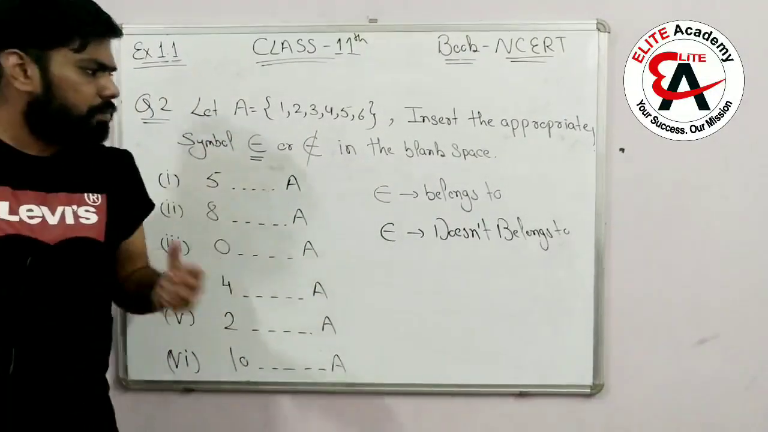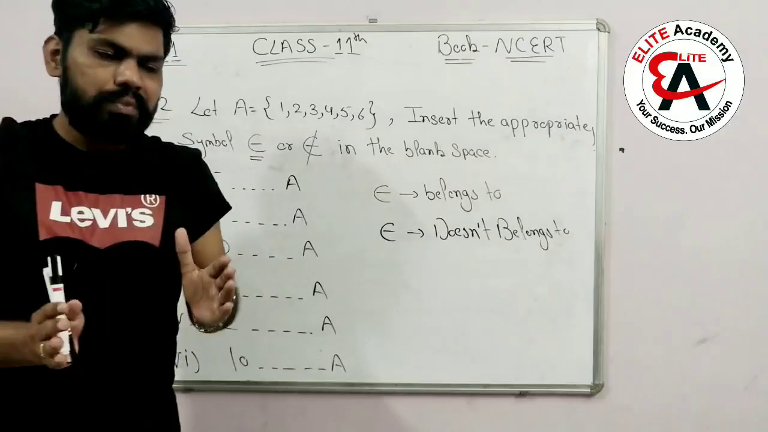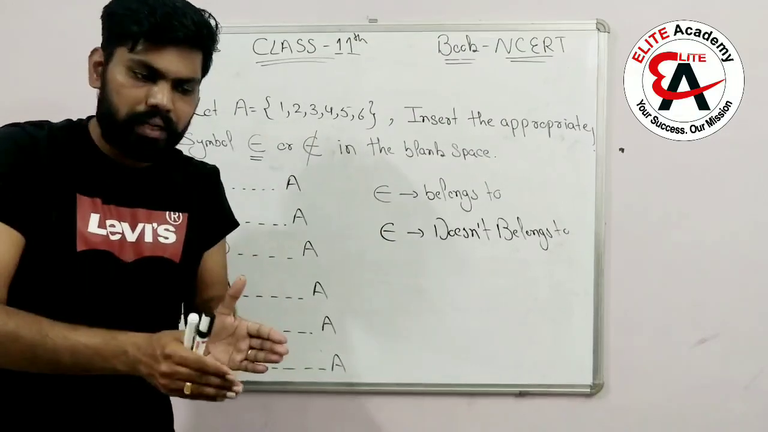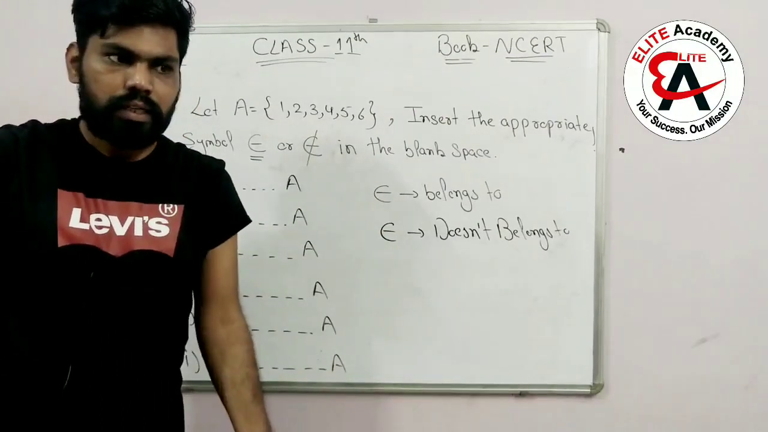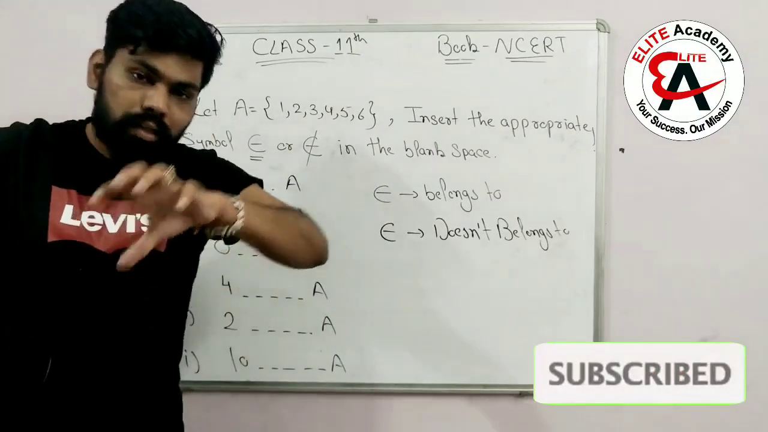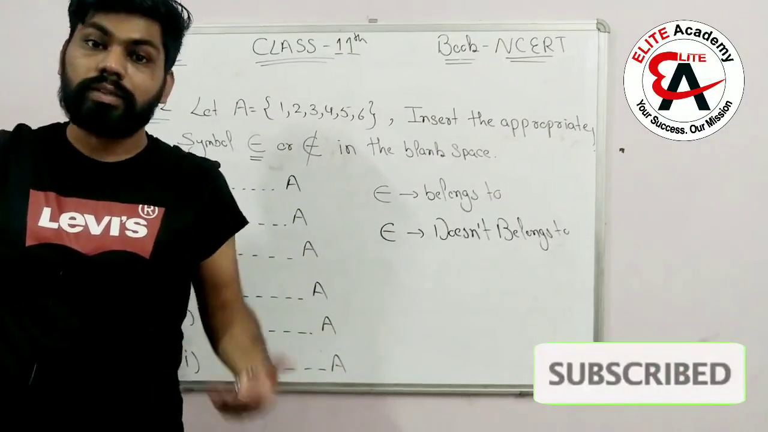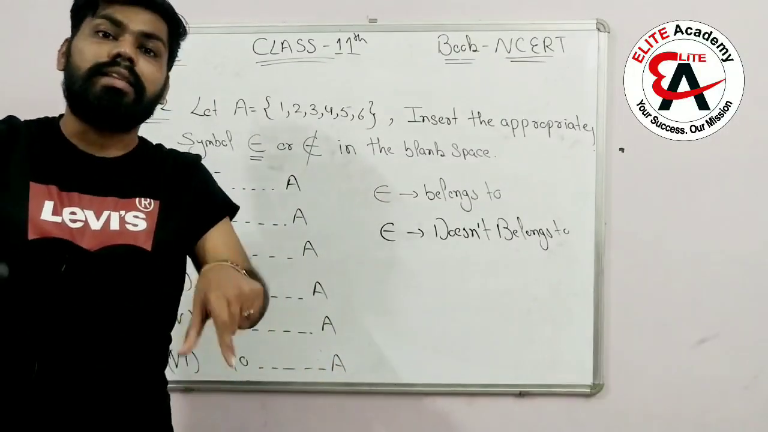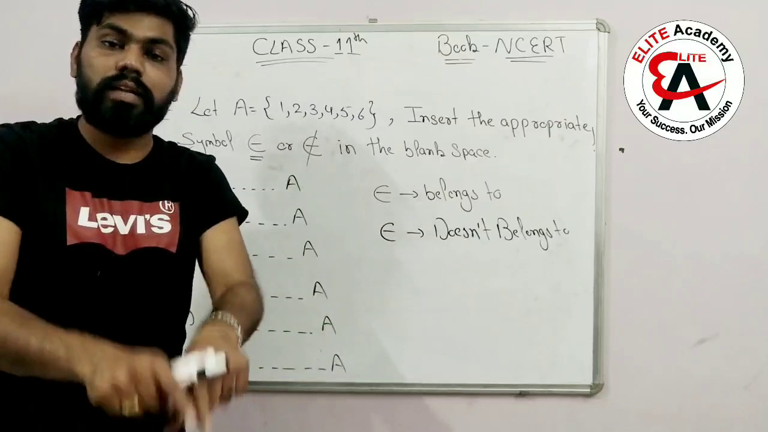So now what does it mean? If something is a part of a set, it belongs to the set. If something is not a part of the set, it doesn't belong to the set. Let's say if we talk about aliens, do they belong to Earth? Not at all. That's why they are aliens, because they don't belong to Earth. But humans belong to the Earth because they are a part of Earth.